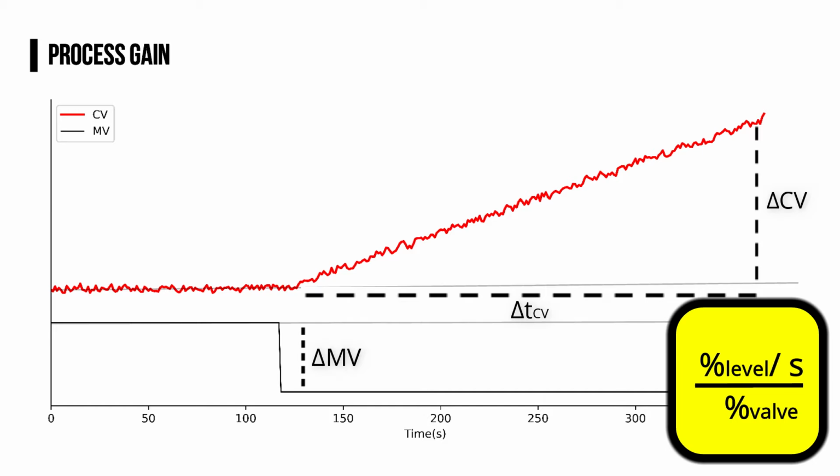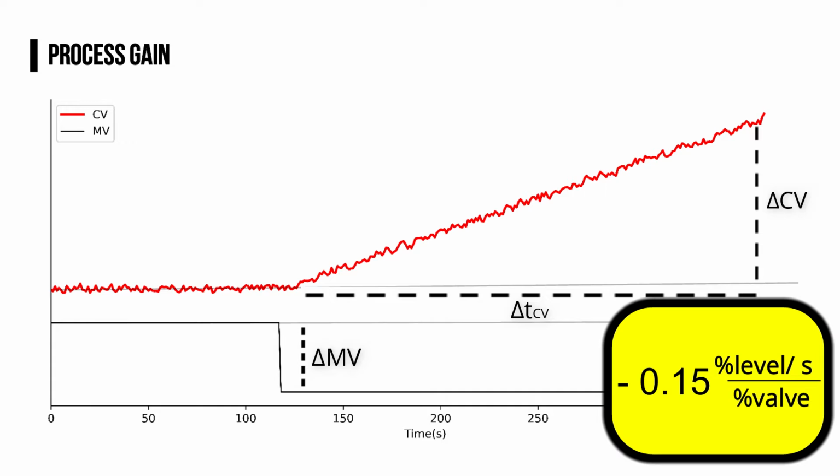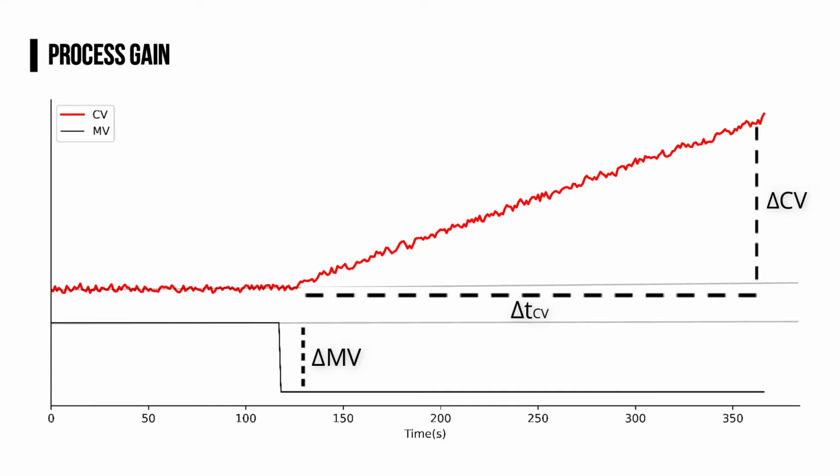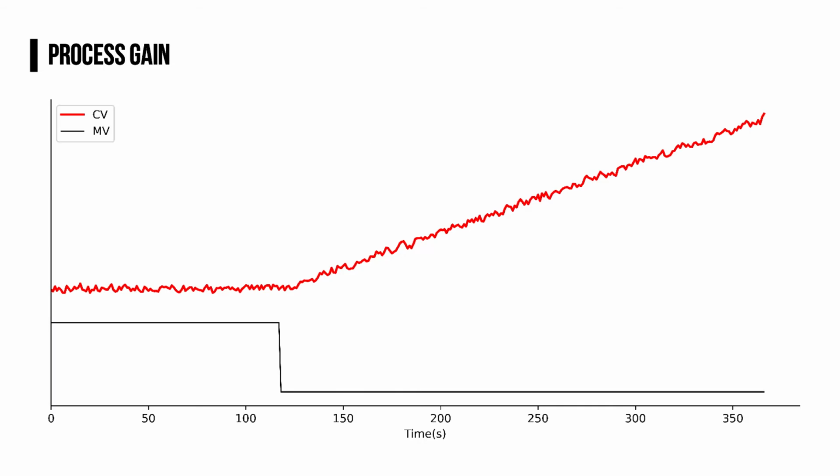For example, let's say we have a change in level of 15 in a time duration of 10 seconds and for a change of minus 10% of control valve. This leaves us with a process gain of minus 0.15. Process gain in this example is negative because of the negative change in manipulated variable. The simplest way to identify this is if changes in both controlled and manipulated variable differ in direction. More on that in the next video.